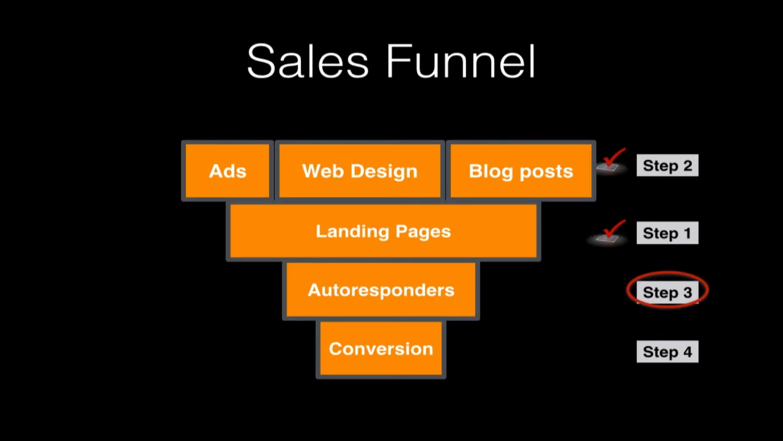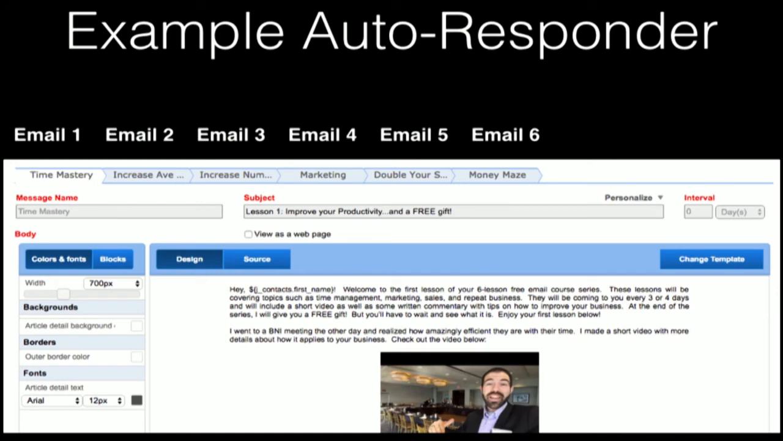So now what do we do? We need to cultivate these leads. They've just found out who we are. We need to warm them up to all the different information we have available to them. And we're going to look at how to do that through autoresponders, which is step 3. So in this example, this is one example of an autoresponder. In this specific autoresponder that I set up, there are 6 different emails that I have written and given different information, posted little videos that I've made, but they're on 6 different subject matters. So we've got time mastery, increasing your average dollar sale, looking at marketing, doubling your sales, money mastery.